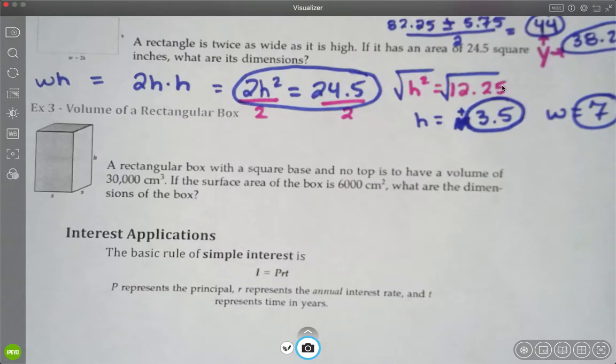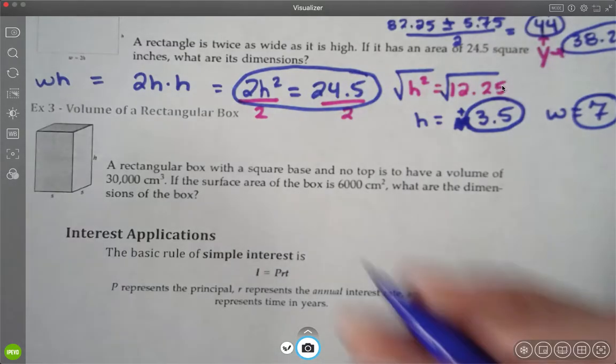There's no top, though. Will the volume be affected if there's no top on the box? Will the surface area be affected if there's no top on the box? Surface area will be affected. Volume does not. If there is no lid on the box, volume is not affected. If there is no lid on the box, the surface area is affected.